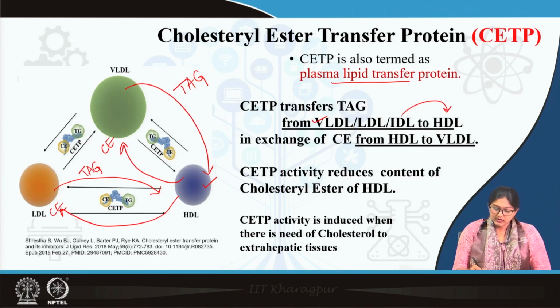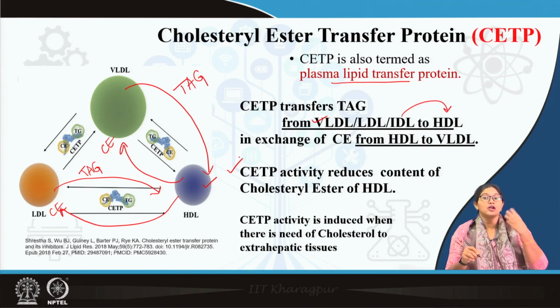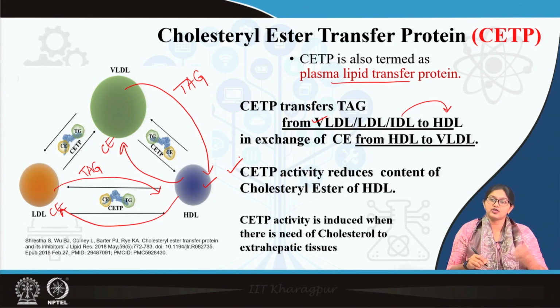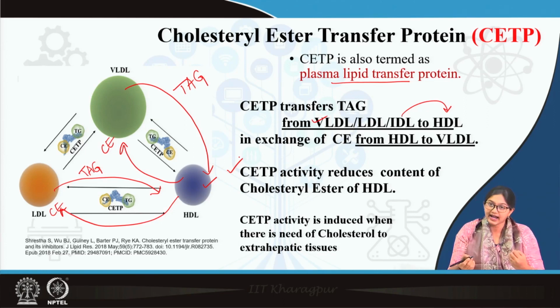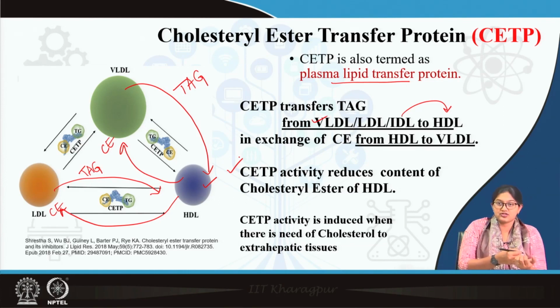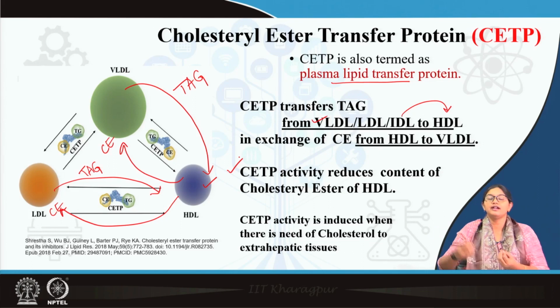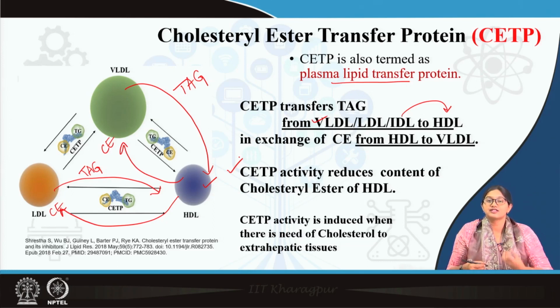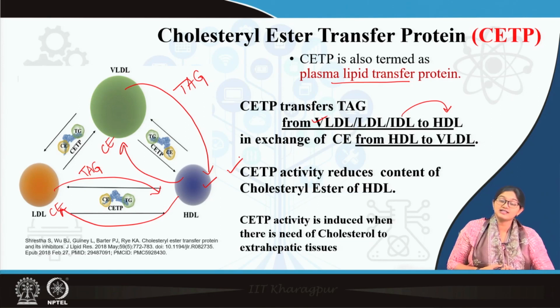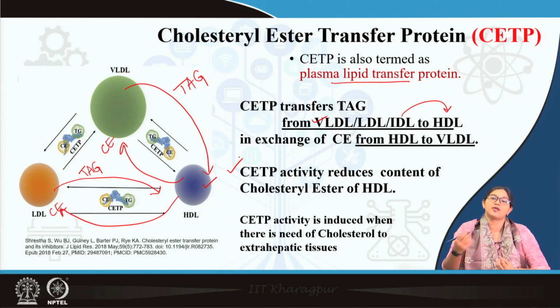Now, you can see CETP is important for reduction of cholesterol ester content of HDL. Cholesterol was taken up from extrahepatic tissue in the pre-beta HDL form. That cholesterol is converted to cholesterol ester with the help of the enzyme LCAT, and the formed cholesterol ester is transferred to VLDL or LDL with the help of CETP. So, CETP is reducing the cholesterol ester content of HDL, and HDL is again ready to take up more cholesterol from the extrahepatic tissue.